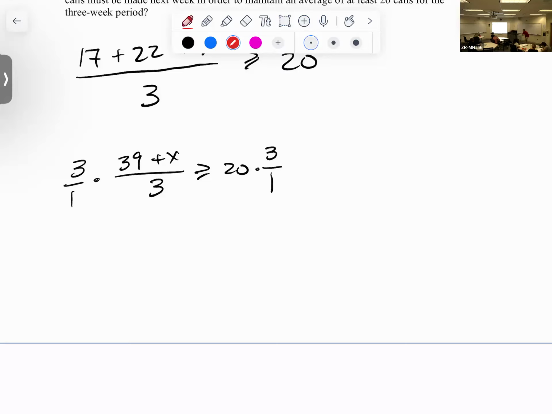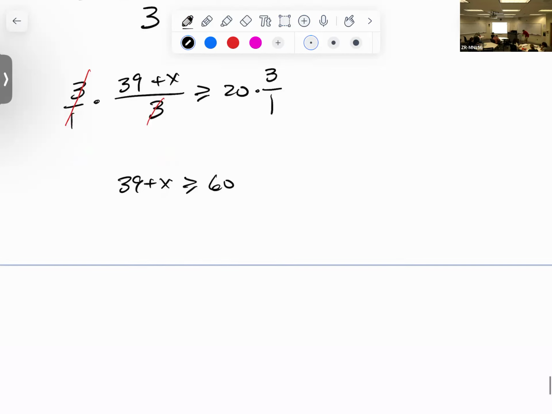And then the important part, right, which I definitely saw some mistakes on. On the left side, what happens? We times it by 3. Yeah, we did, I know. What happens right now? It crosses out. They cancel out. The whole point of that is that it goes away. So I have 39 plus X greater than or equal to 60, and easy peasy last step.